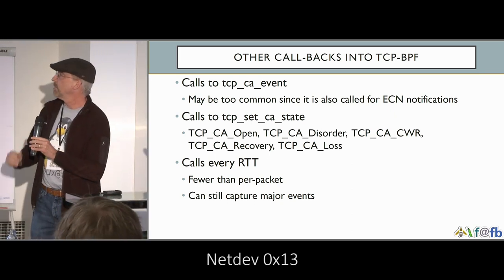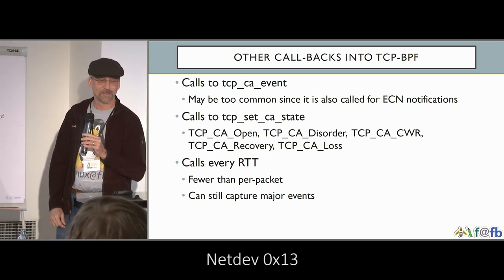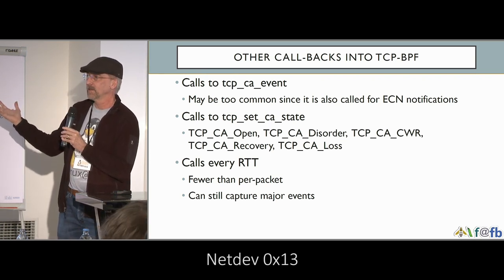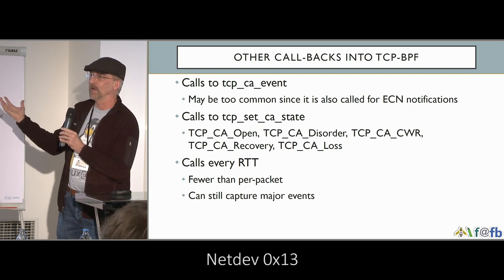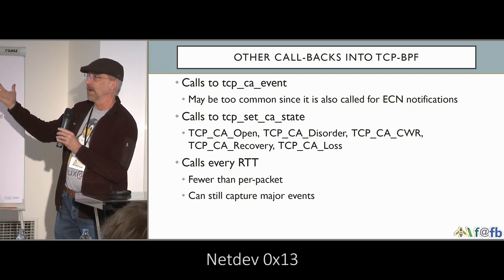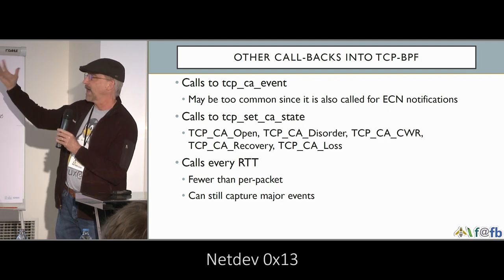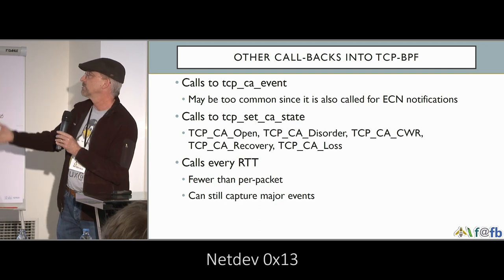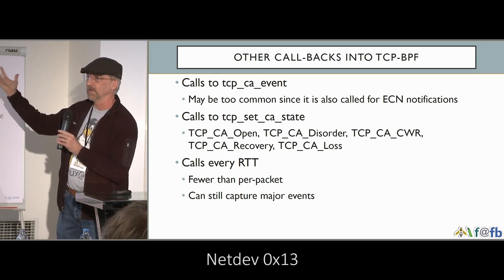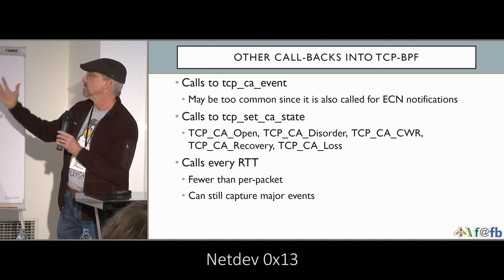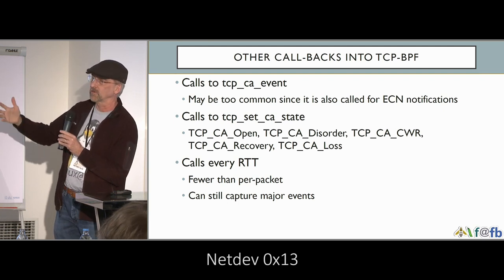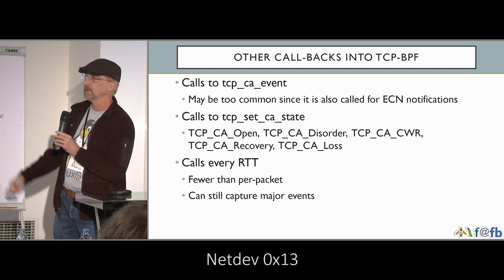Other callbacks that we have in mind, that should probably stay in the same place, are, for example, for the TCP CA event. Although that one probably not, because it's too common, right? If we had DCTCP, we'd get a callback every time we get a packet that has ECN enabled, so it would be called too often. So it probably makes more sense for the CA state, whenever the congestion avoidance state changes. That's a good time, if we're going to recovery or CWR, to grab information about what the previous congestion window was and why it happened.